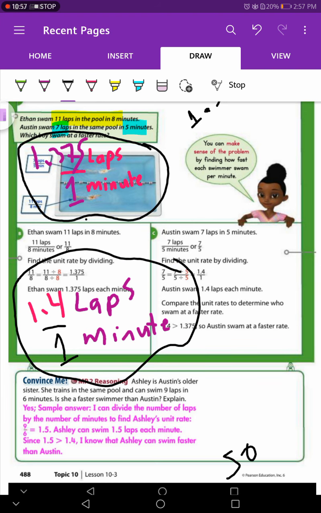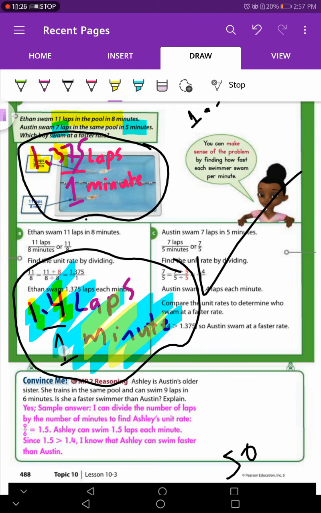Which is faster? 1 and 4 tenths laps, or 1.375 laps? Don't miss how to compare between two. This with this. This is bigger than this, so this is bigger. Okay, don't confuse. So this rate is faster. This one is faster. Okay, my dear students, which is 7 laps in 5 minutes.